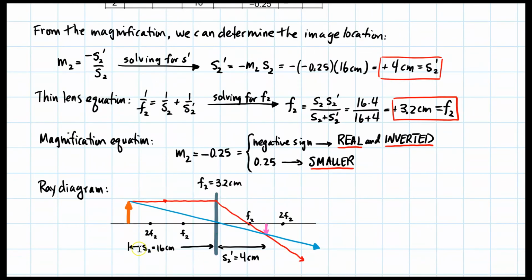Putting the numerical values into the ray diagram, the object is 16 centimeters from the lens, which is outside of 2f. The image should lie between f2 and 2f2, and you could see that our calculation shows that the image is 4 centimeters, which would be right in there.